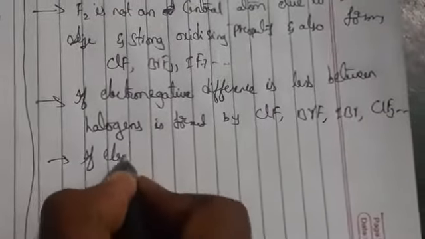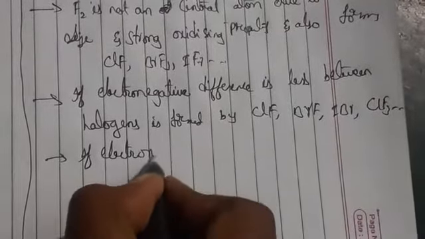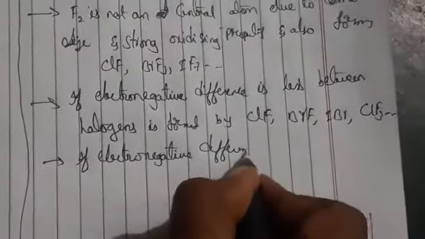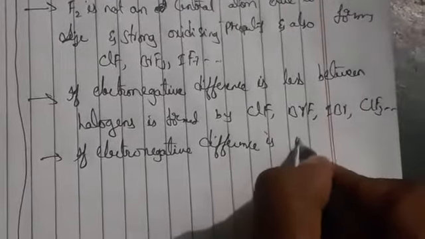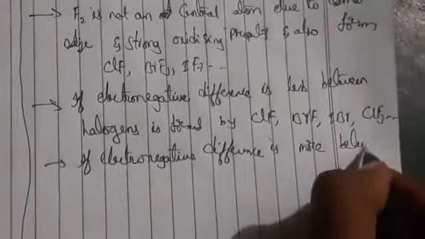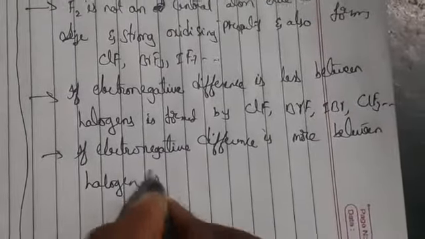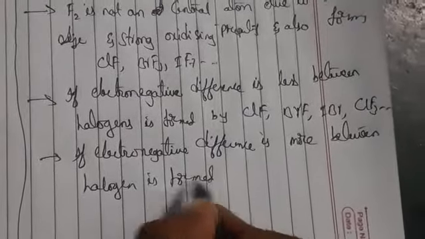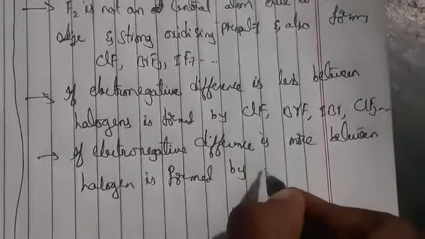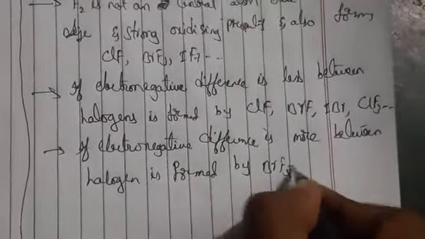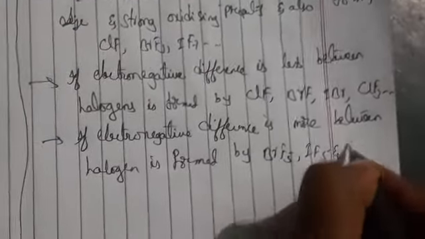Suppose the electronegativity difference is more, then we are going to get compounds like AX5 and AX7. So it has examples of BrF5, IF5 and IF7. So these are the examples we are going to have.